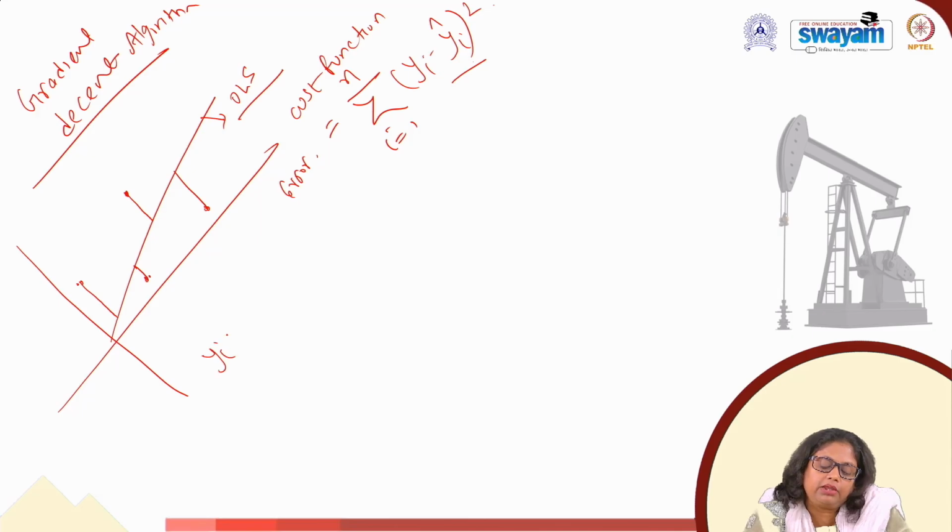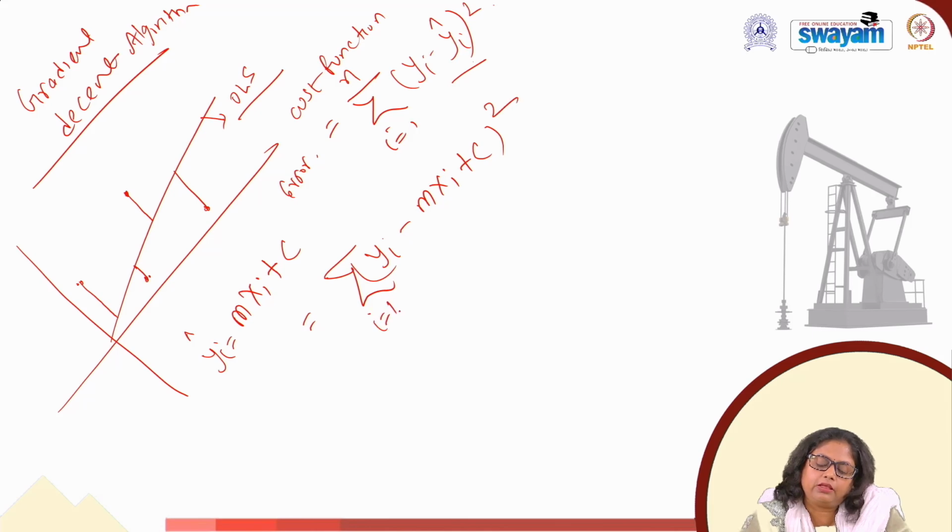So we can have yi hat, and the equation we have is m xi plus c. Just take this one and put this equation here. So it becomes yi minus (m xi plus c) to the whole square, summed for i equal to 1 to n. This is the one we have.